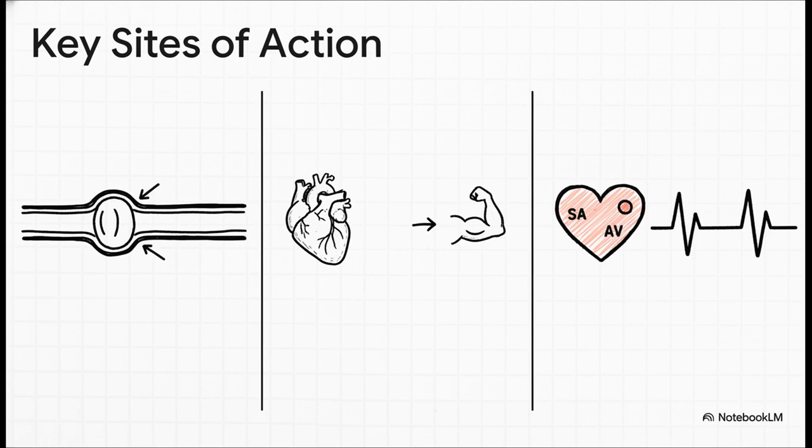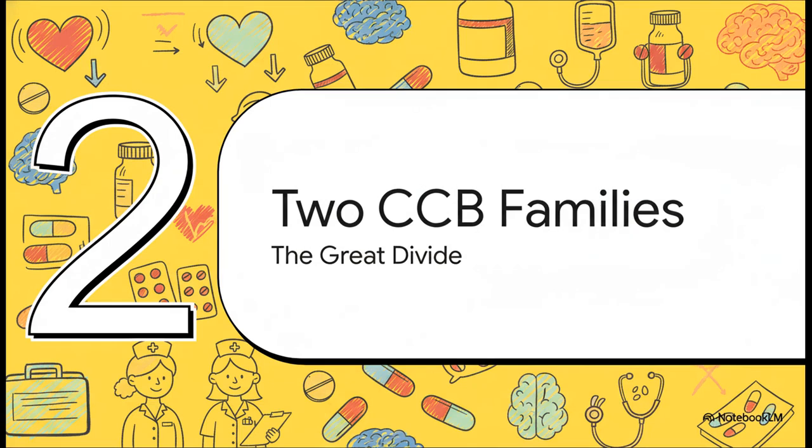Second, you've got the cardiac myocytes. Those are your actual heart muscle cells. Less calcium here means a less forceful squeeze. That's what we call a negative inotropic effect. And third, there's the cardiac nodal tissue, your SA and AV nodes, the heart's electrical system. Blocking calcium here slows down the heart rate, a negative chronotropic effect, and slows that electrical signal as it travels, a negative dromotropic effect.